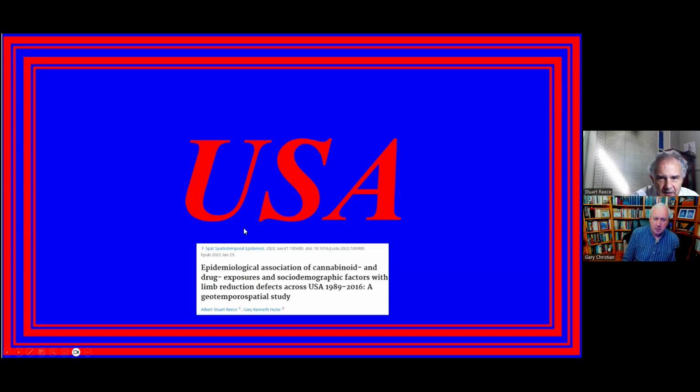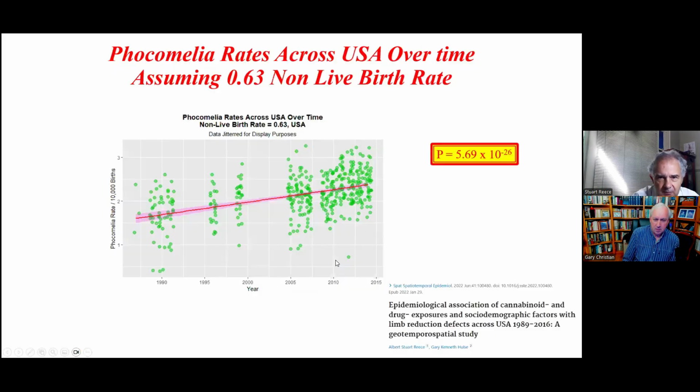So let's look at America, and this is taken from our paper in the journal Spatial and Spatiotemporal Epidemiology. This is what's happened in the US. And this is the phocomelia rates across the US over time, assuming a 0.63 non-live birth rate.